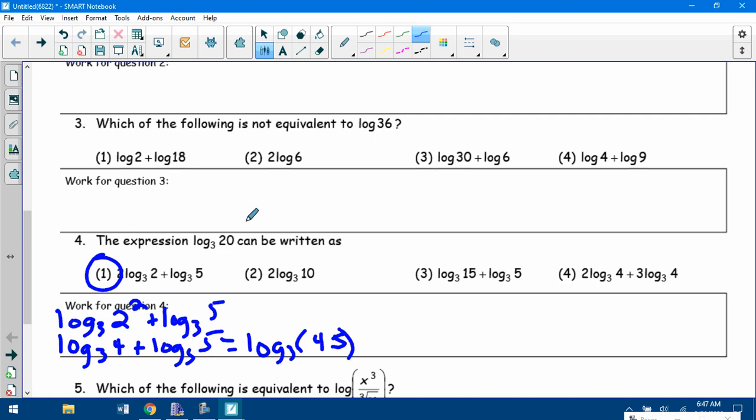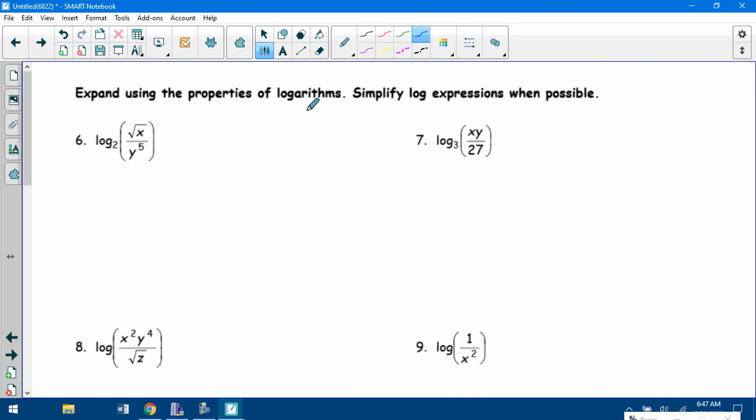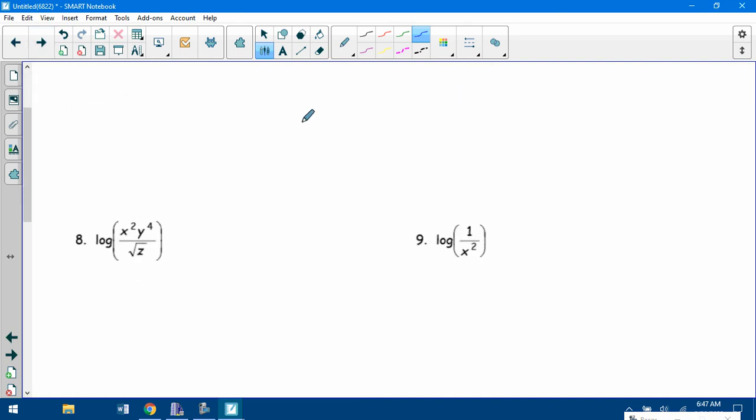Okay. Other ones that a lot of people missed was on the back. A couple people had questions on number 9. So this is 1 log. I saw 2 ways to do this. I would have thought everything's being divided. So my way to do it was to do log of 1 minus log of x squared.